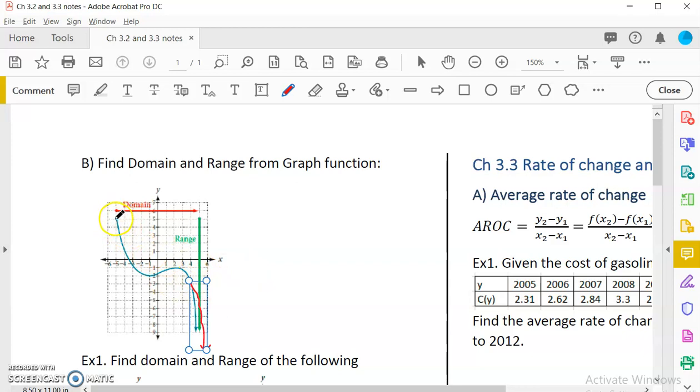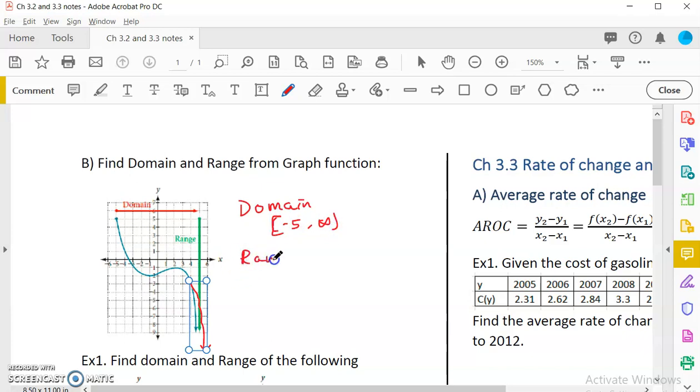Now on this side it stops here, so you see a solid dot here. That means this graph doesn't go up but stops from here. When we look at the domain, domain means all the x. So you look at the points here, it would be from this point on all the way. From the graph you can see that the domain would be from negative 5, including negative 5, so you use a square bracket, and then go to infinity.